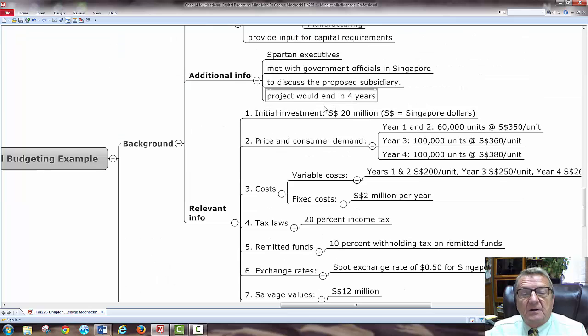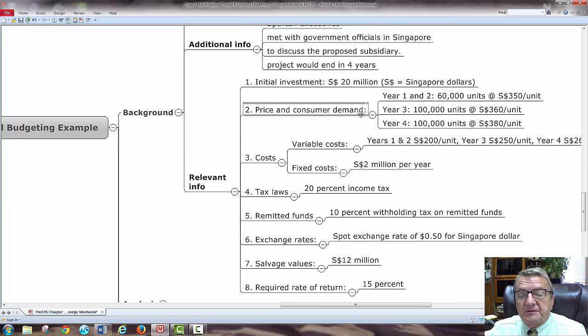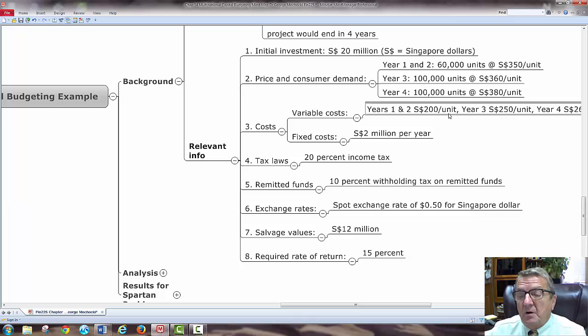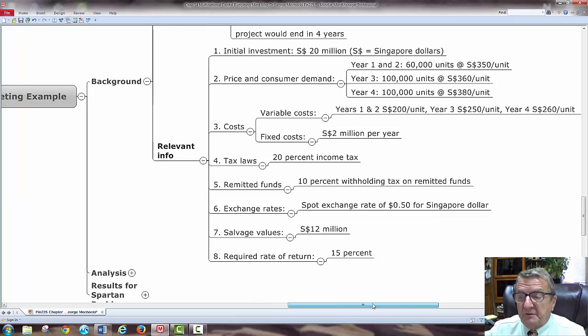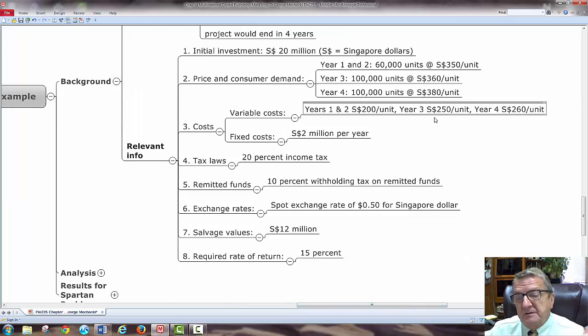Revenue information: if I'm looking at revenue information, initial investment is 20 million, that's in Singapore dollars. Price of consumer demand, here's how the prices go, 350, 360, so there is a price increase. This is an estimate, remember, you don't know, but this is to say we could go up in prices and we could sell more once we get the name recognition. Our variable costs, you see how it's changing, years 1 and 2, years 3 to 250, so it's going up pretty good. Looking at it, maybe like a 10%, 5% inflation rate.